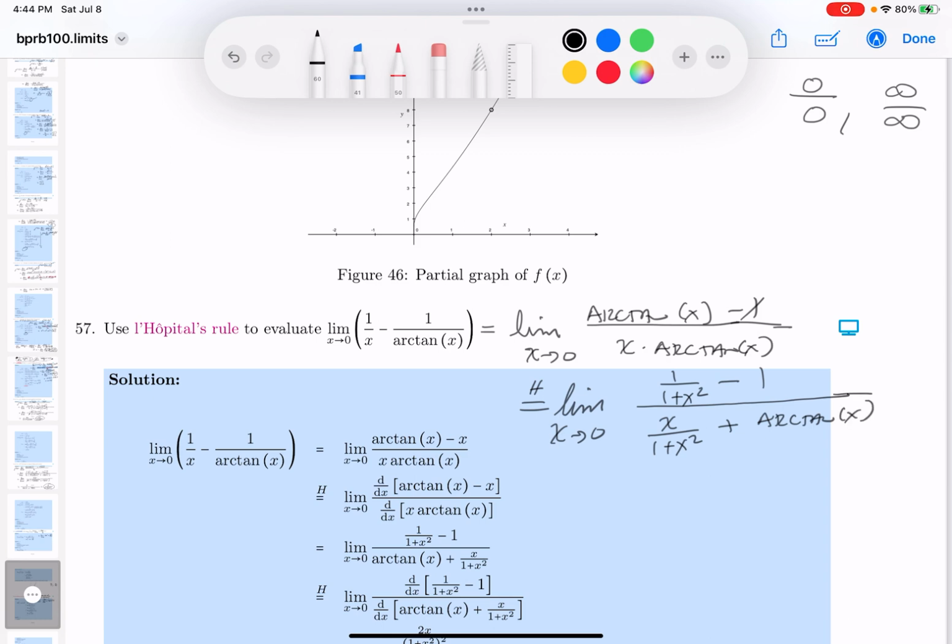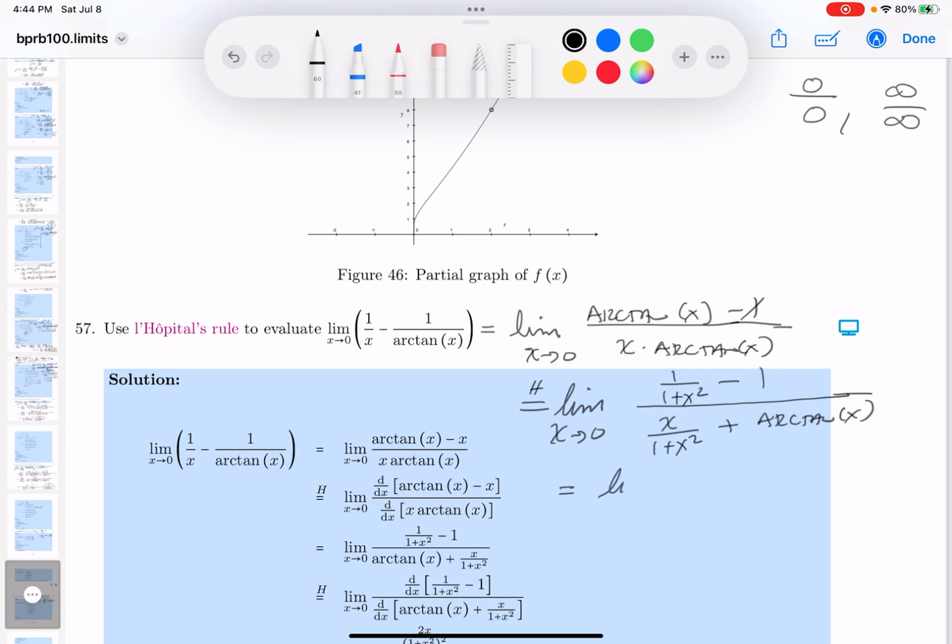Well, you know what, I'm going to simplify a little bit, and the reason for that is that the top is 0. I don't want to use L'Hopital's rule again, by the way. I might have to. And the bottom is 0. And I'm going to clear the fraction.